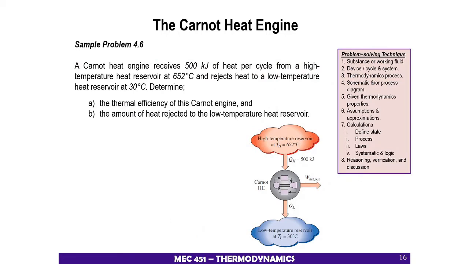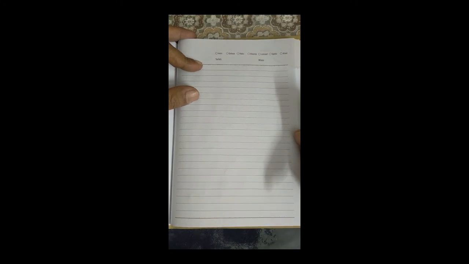Sample problem 4.6. A Carnot heat engine receives 500 kJ of heat per cycle from a high temperature heat reservoir at 652 degrees Celsius and rejects heat to a low temperature heat reservoir at 30 degrees Celsius. Determine A, the thermal efficiency of this Carnot engine, and B, the amount of heat rejected to the low temperature heat reservoir.